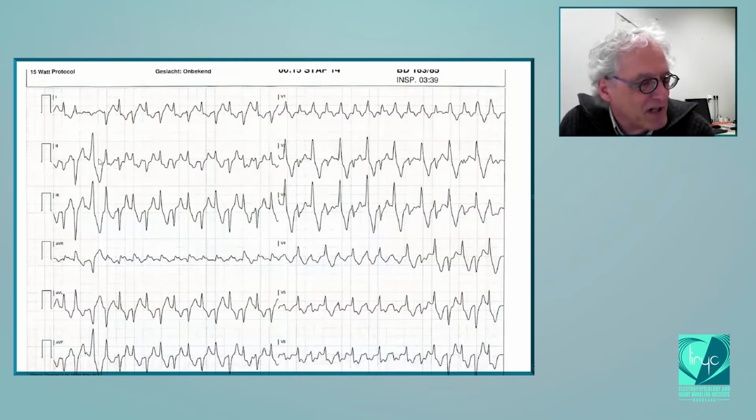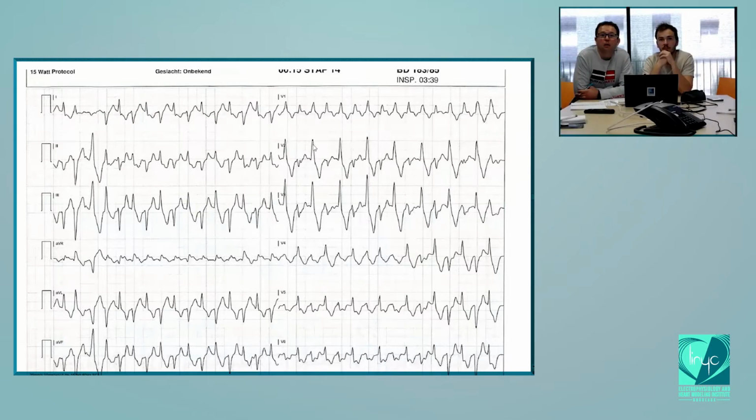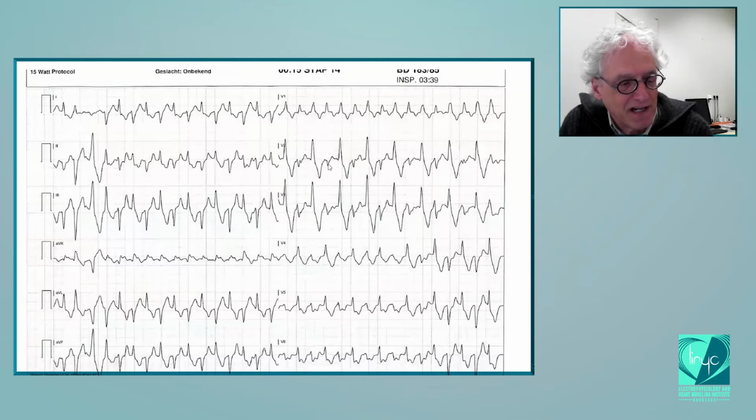You see the standard ECG leads, 1, 2, 3, aVR, aVL, aVF, and the precordial leads over here. And what you should notice is that there is a very rapid rhythm. I'm pointing here at V2 with a direction of the QRS complex upward here and downward there. So up, down, up, down, up, down. So it's called a bidirectional ventricular tachycardia.